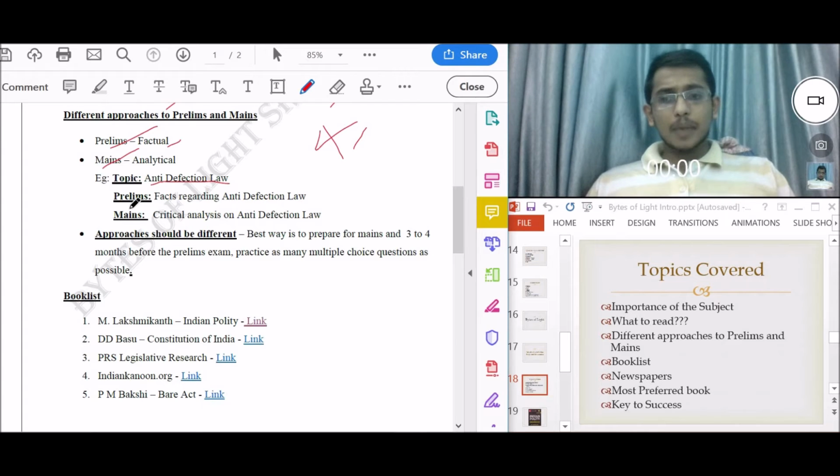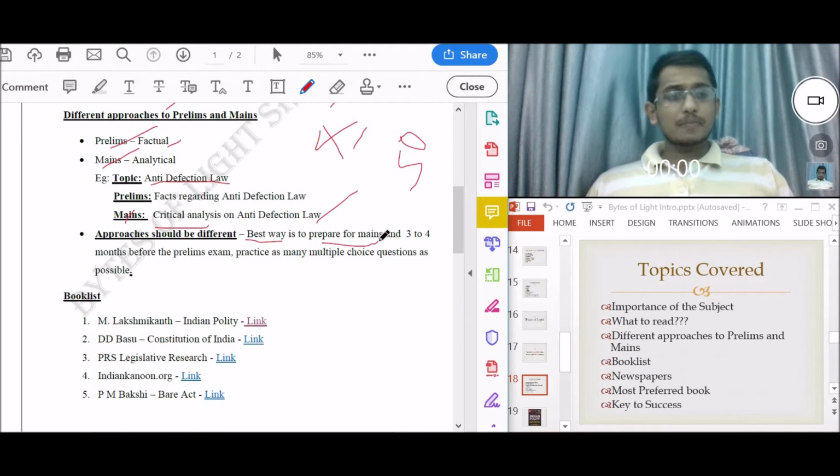But when it comes to mains, you will be asked to analyze the anti-defection law, to substantiate with examples whether it is good or bad. You will be asked to have a critical analysis or critically examine the law. So that is the difference. One is objective and another one is subjective. So that's the difference.